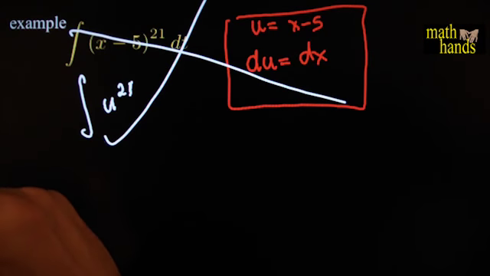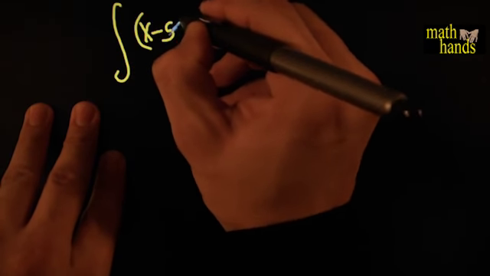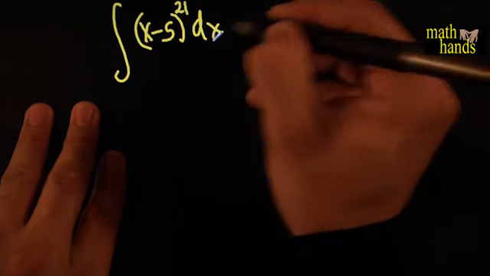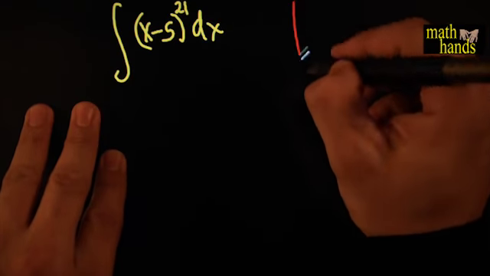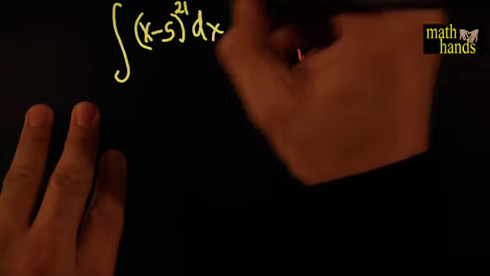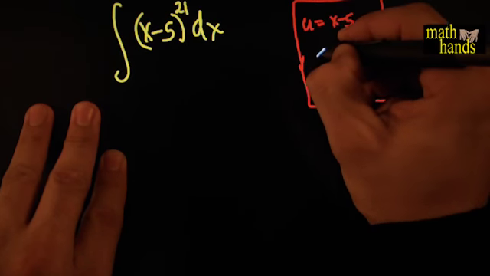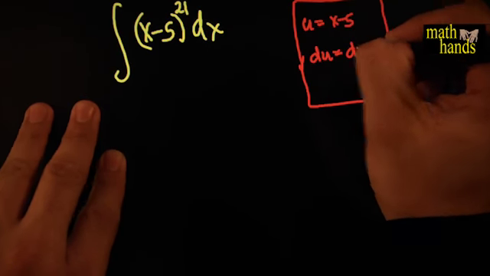Let's do this. Let's clear the page. What if we had the integral of (x minus 5) to the 21st dx? Before I was teaching that other lesson about the variables matching, I was saying that you could make a U-substitution. u is equal to x minus 5, then du would be equal to dx.